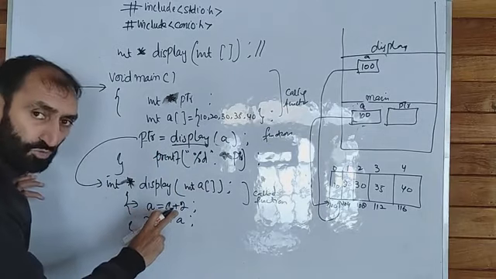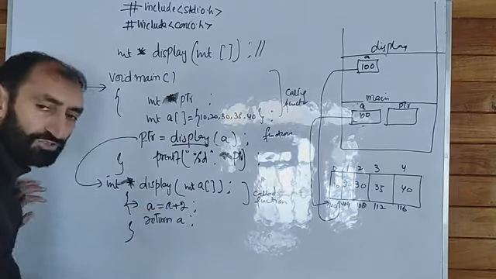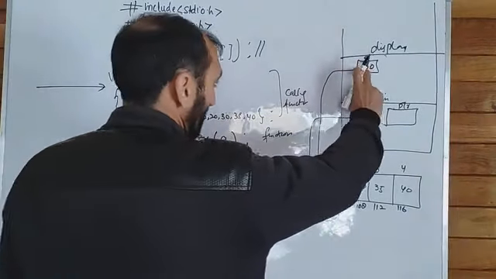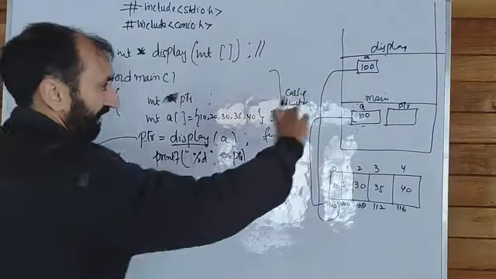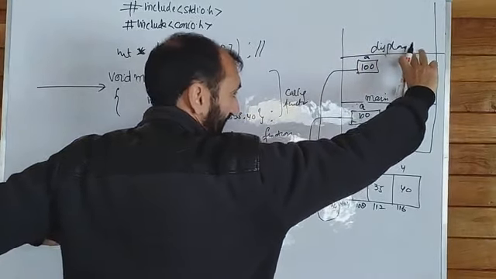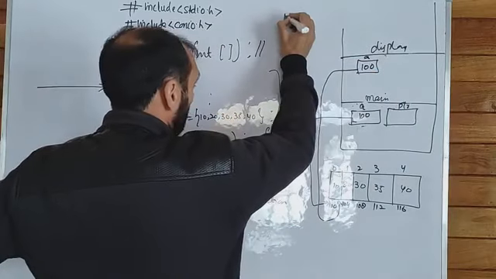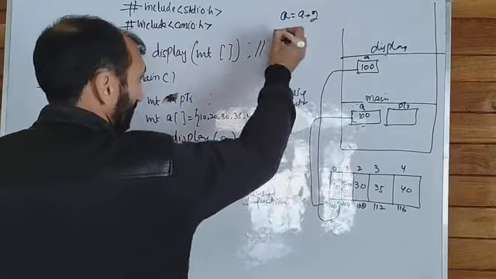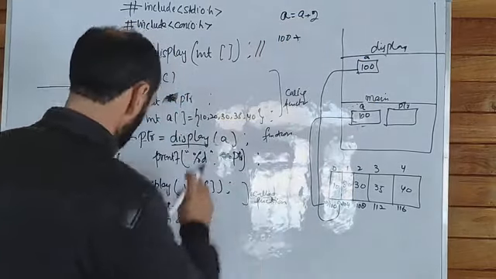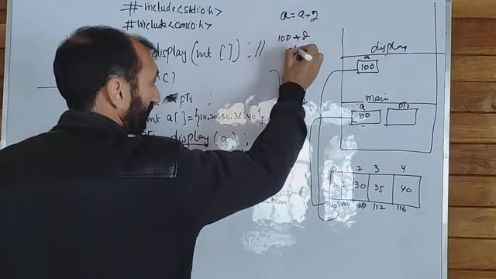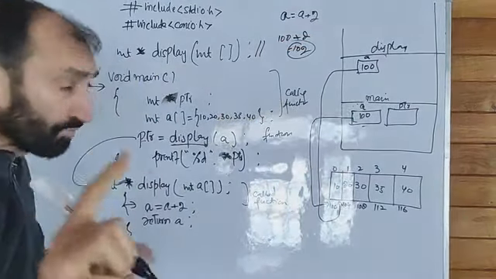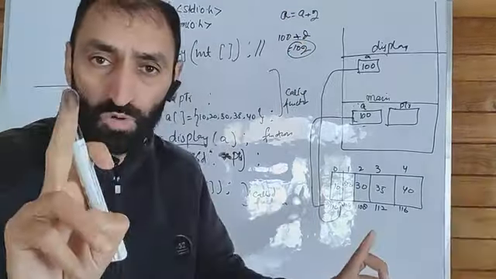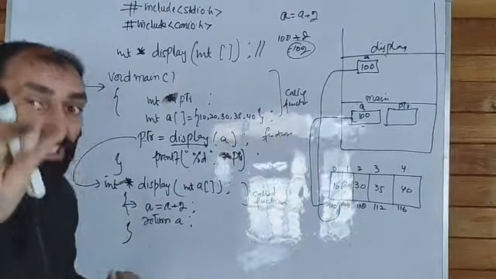A equal to A plus 2. Take care. What does that mean? We are in the display function, and A contains 100. So A equal to A plus 2 means 100 plus 2, that is 102. No, it is wrong. Here the pointer arithmetic takes place.